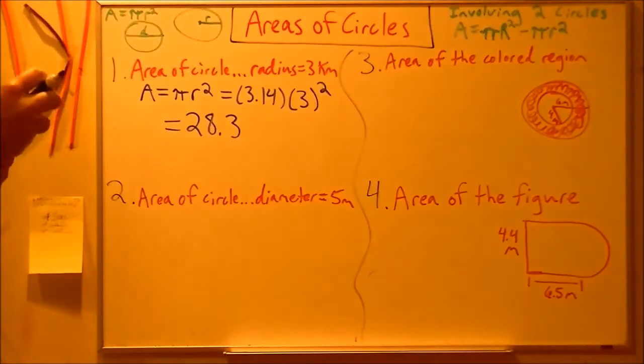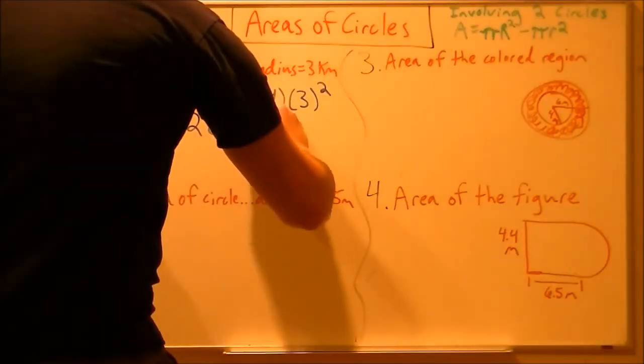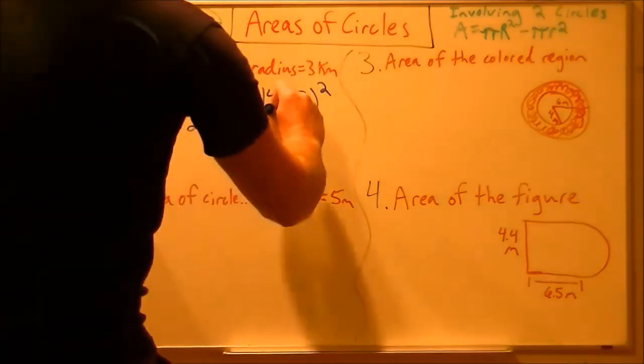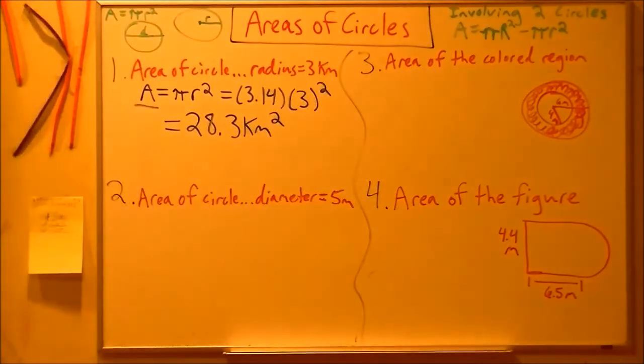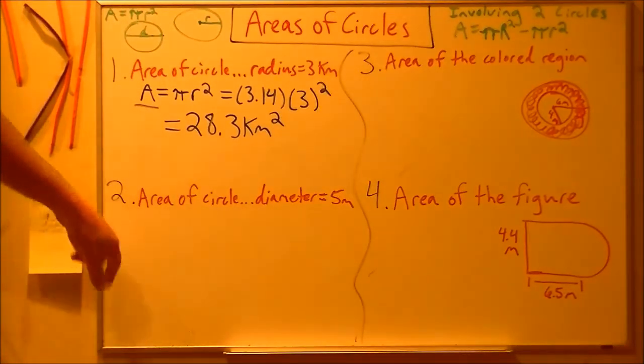Now, in what units do I put this? 28.3 kilometers. But what as far as kilometers? Kilometers squared, because I'm finding A, or area, and area of anything is measured in units squared, whether it's feet, inches, centimeters, kilometers, etc. Okay, number 2.